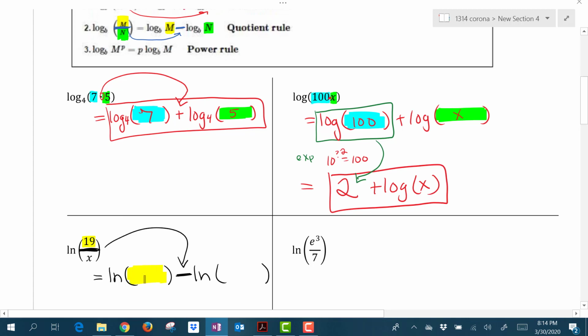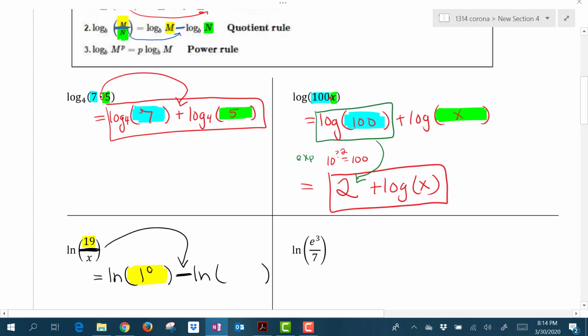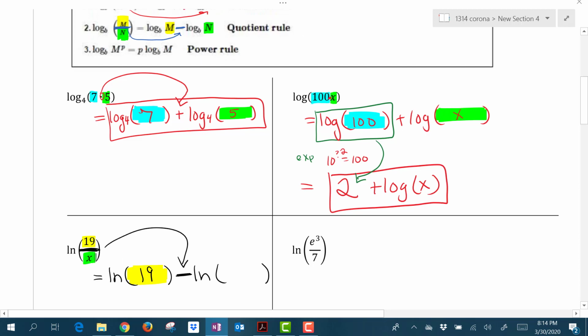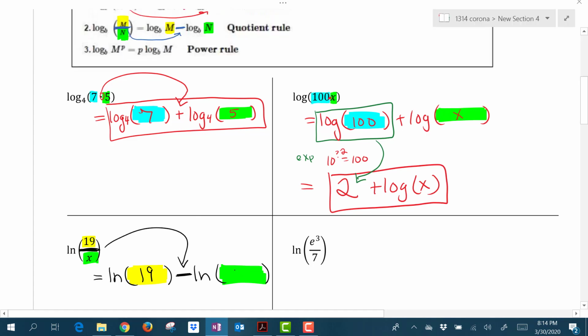Whatever's at the top of that fraction inside of that single log goes into the positive log. The first one in front of the minus sign. Whatever's at the bottom of that fraction goes into the second log that follows the minus sign, so we would say it goes into a negative log. Right, and that's as good as that gets.